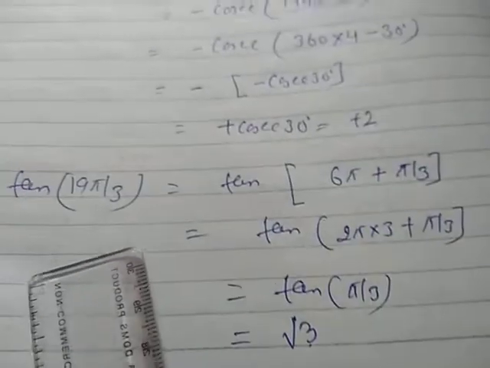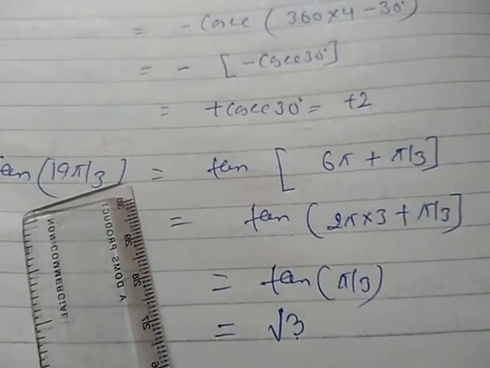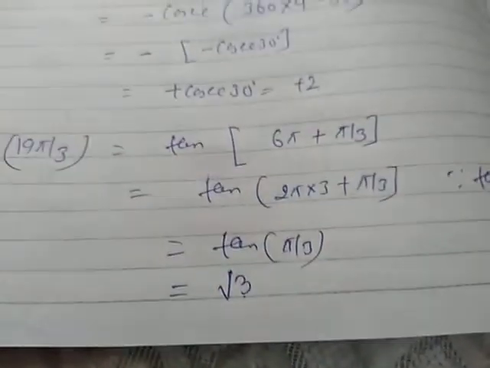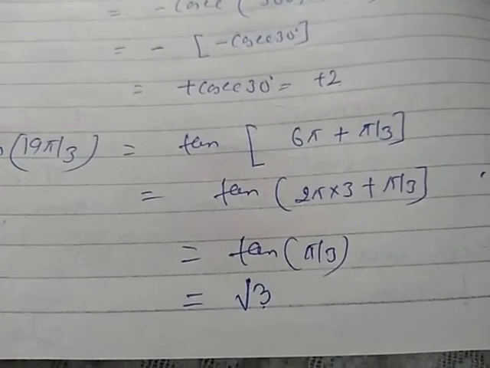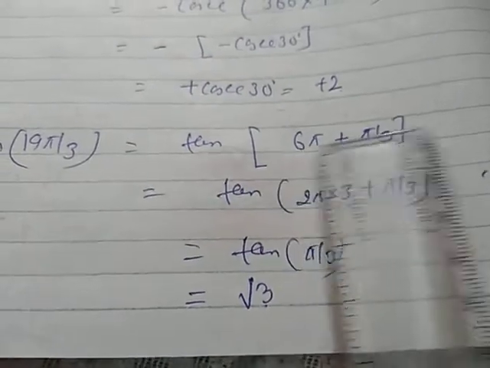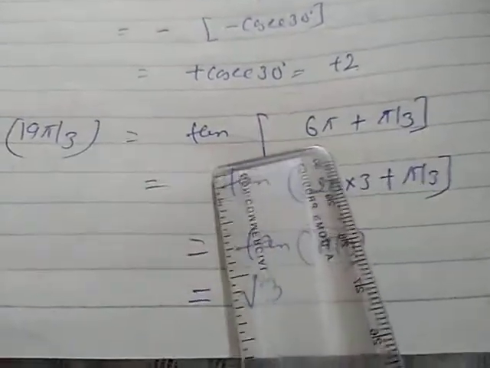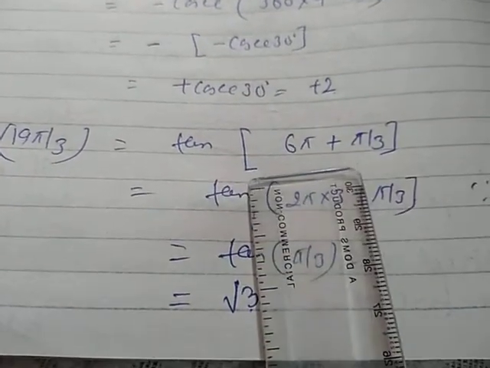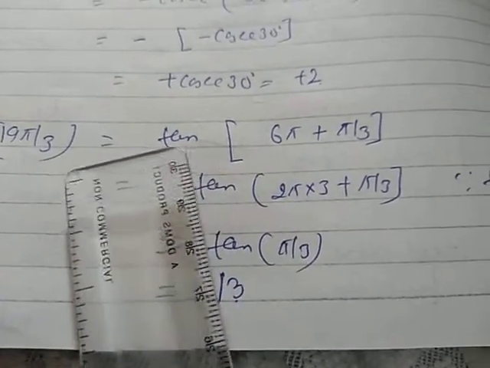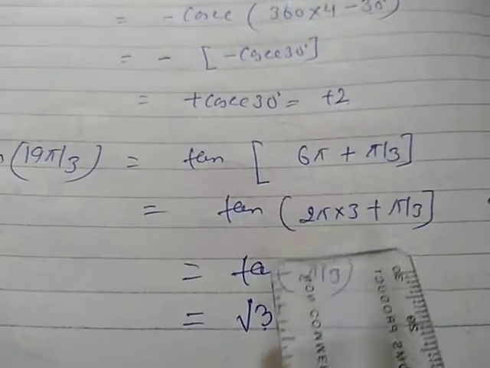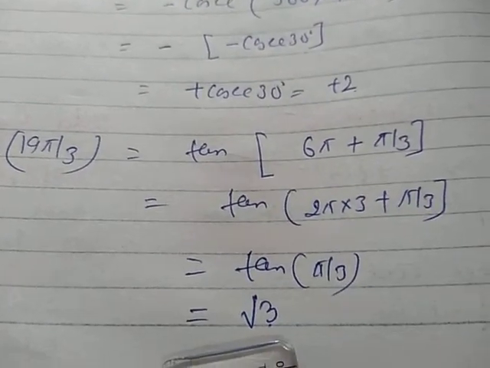Similarly, tan 19 pi by 3. 19 by 3 is a fraction, since it is a mixed fraction, therefore it can be written as 19 by 3 is 6 plus 1 by 3. Therefore it is written as 6 pi plus pi by 3. 6 pi means 2 pi into 3. Now it is in the format of 2 n pi plus theta, therefore it lies in the first quadrant. A multiple of 2 pi is there, therefore tan pi by 3, same function with positive sign, it is root 3.